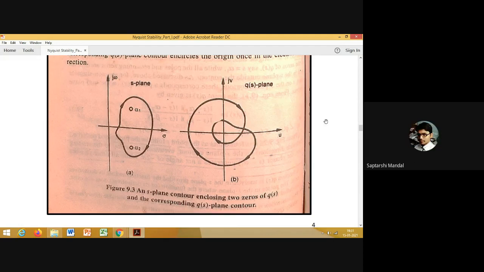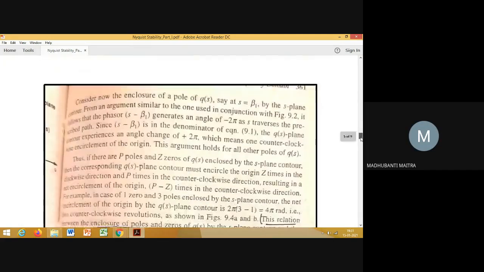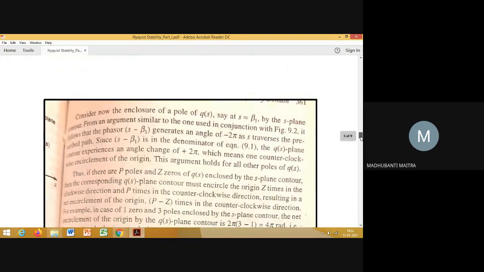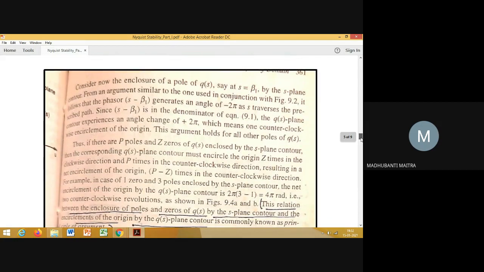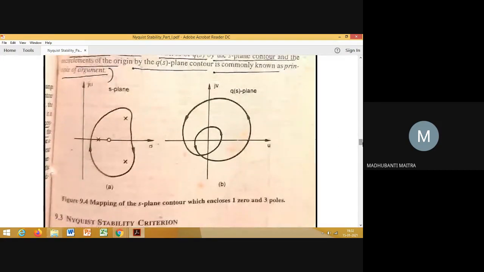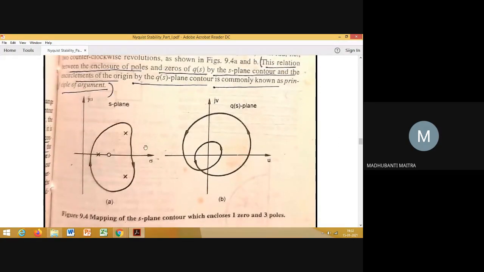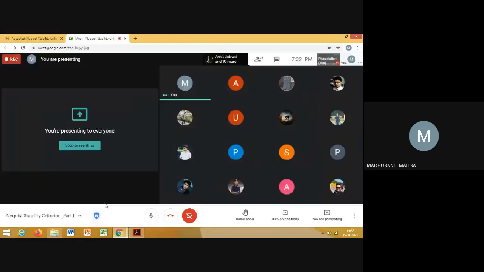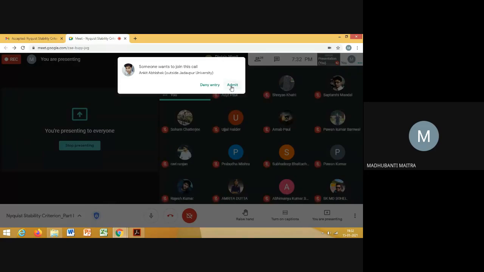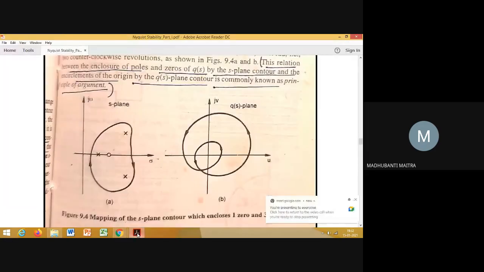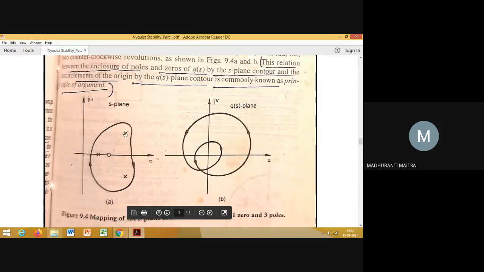Yes, ma'am. So now we can apply the same concept, and instead of a zero, let's assume that the S-plane contour encloses, for the time being, one pole of the QS. One pole of the QS, right? So what will happen?